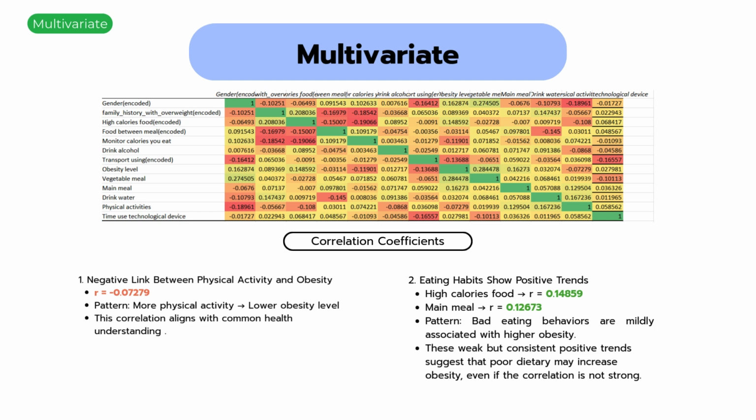The second is that eating habits show positive trends. High calorie food R is equal to 0.14859 and main meals R is equal to 0.12673. The pattern is that bad eating behaviors are mildly associated with higher obesity. They go up together, the habit and the obesity level. These weak but consistent positive trends suggest that poor diet may increase obesity, even if the correlation is not strong.